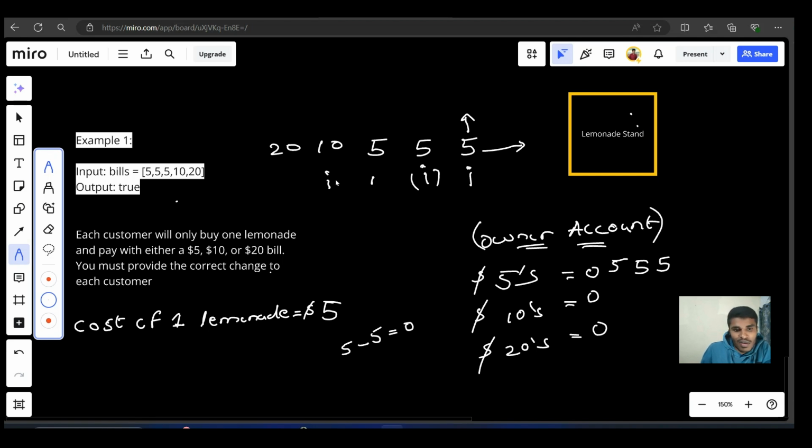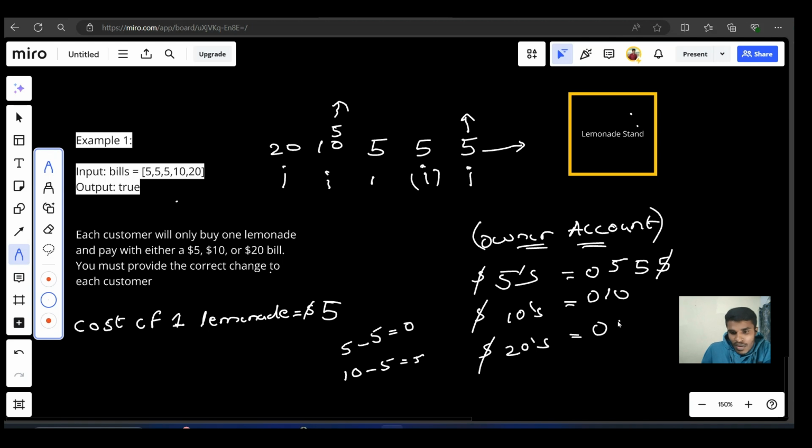This customer pays 10 rupees to the owner. But the cost of the lemonade is 5 rupees. So 10 minus 5 equals 5. So the owner has to pay 5 rupees in return to the customer. So I am paying 5 rupees to the customer, and the customer went out. Now we are at this customer.